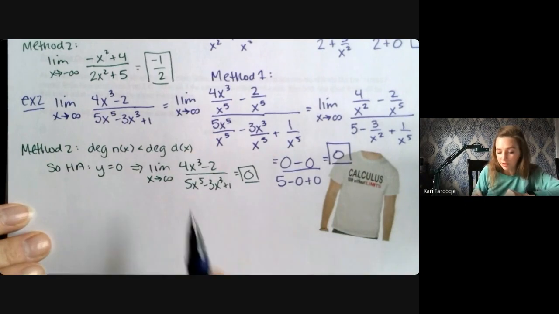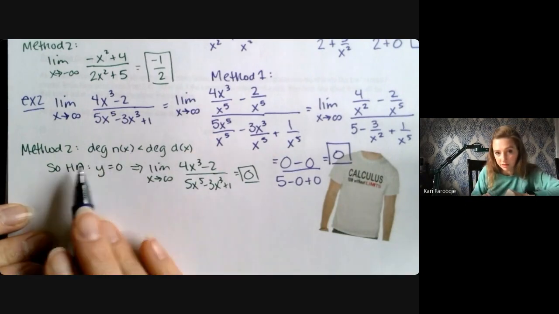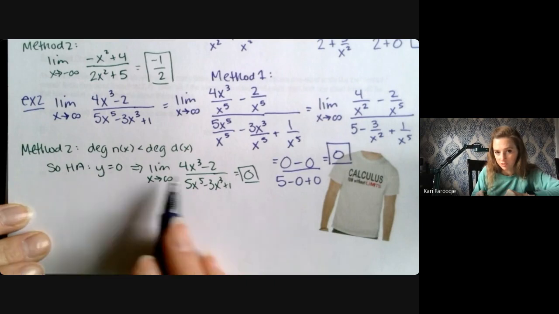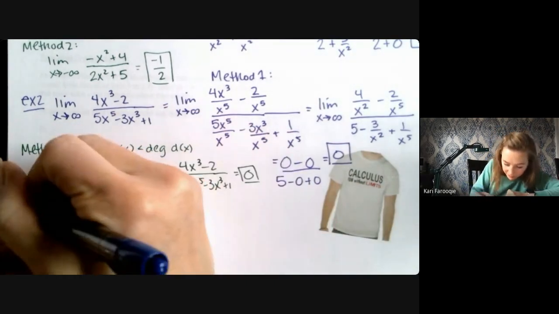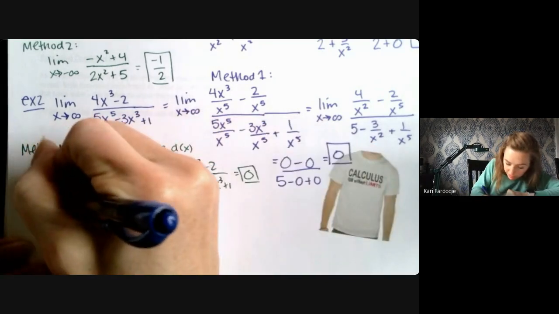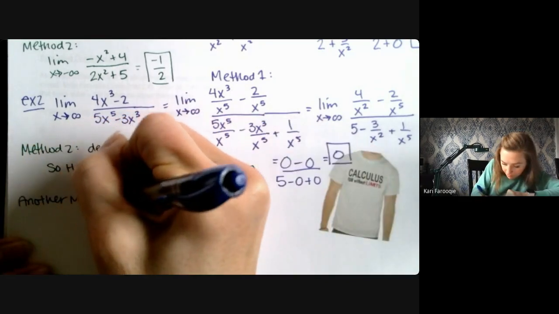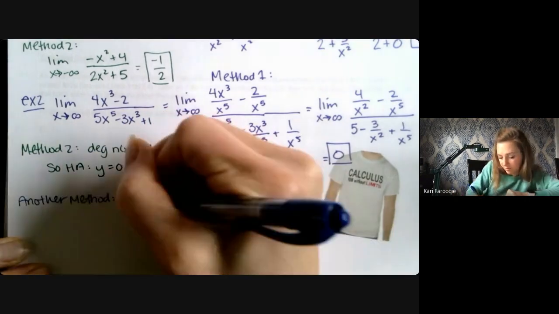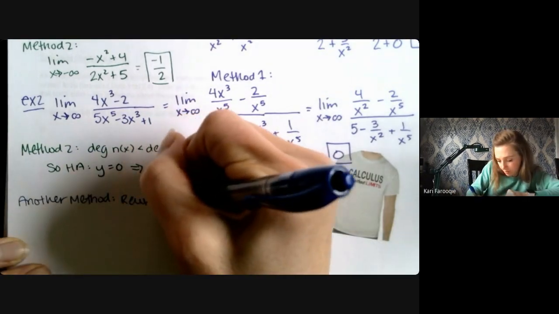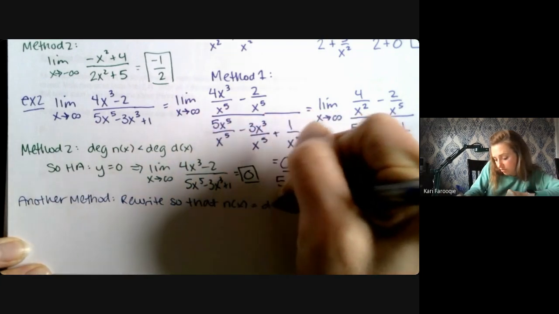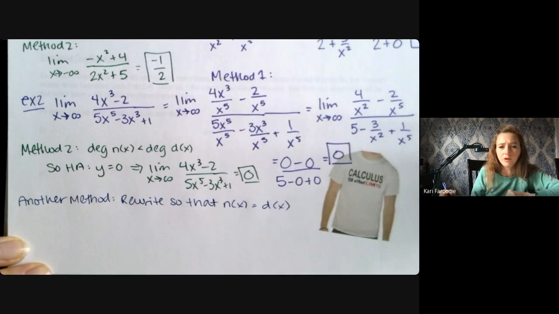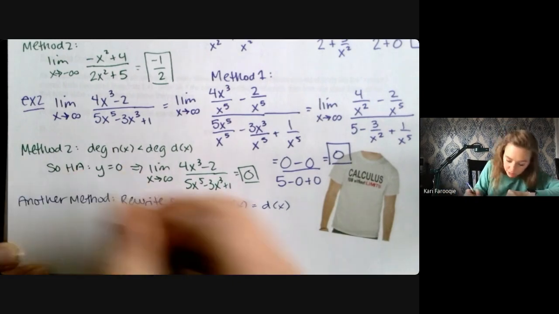What we can do is turn every single method 2 problem into a case where the degrees are the same. I'm going to say another method: rewrite so that n of x equals d of x. And if you're wondering how I would do that, I'm going to show you. It's actually really straightforward. Let's say I wanted to rewrite this expression.